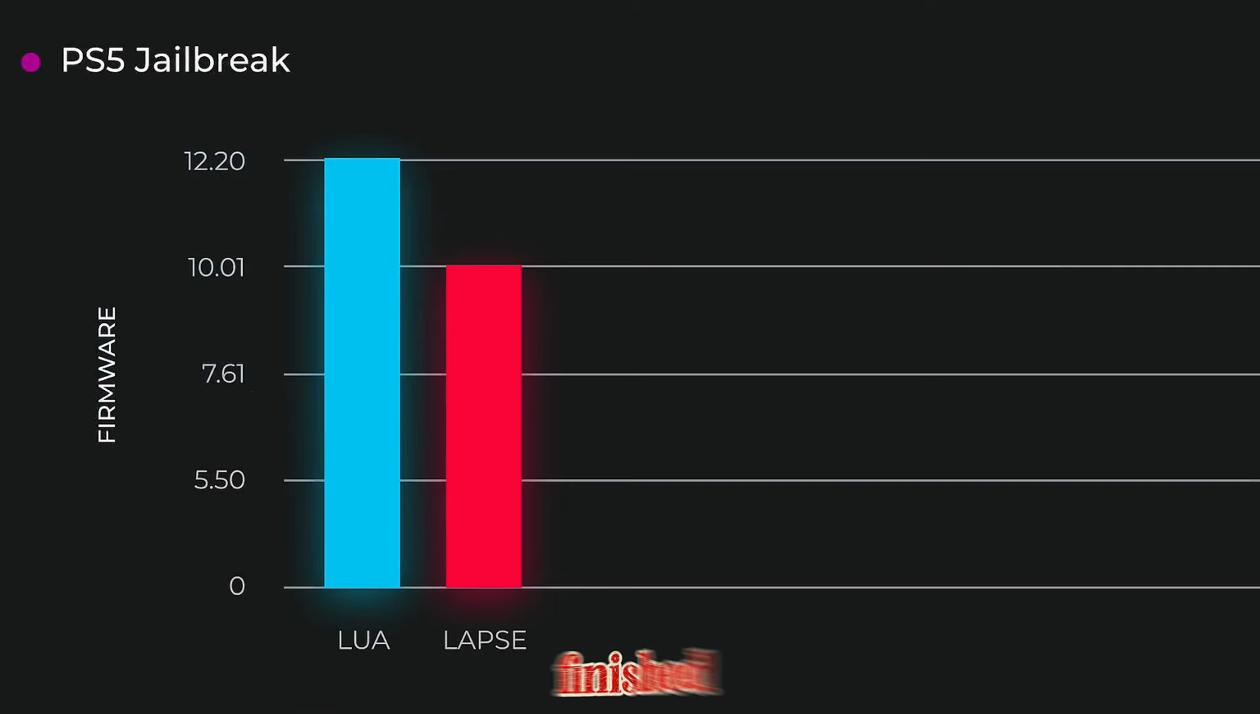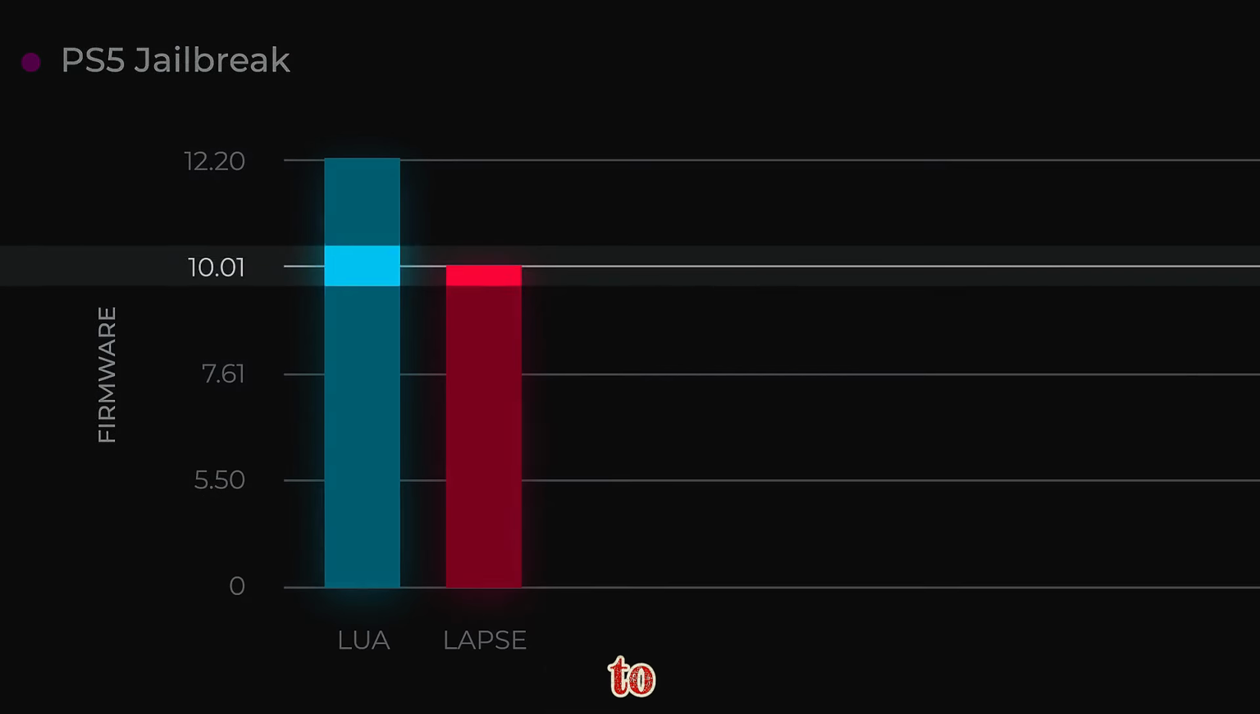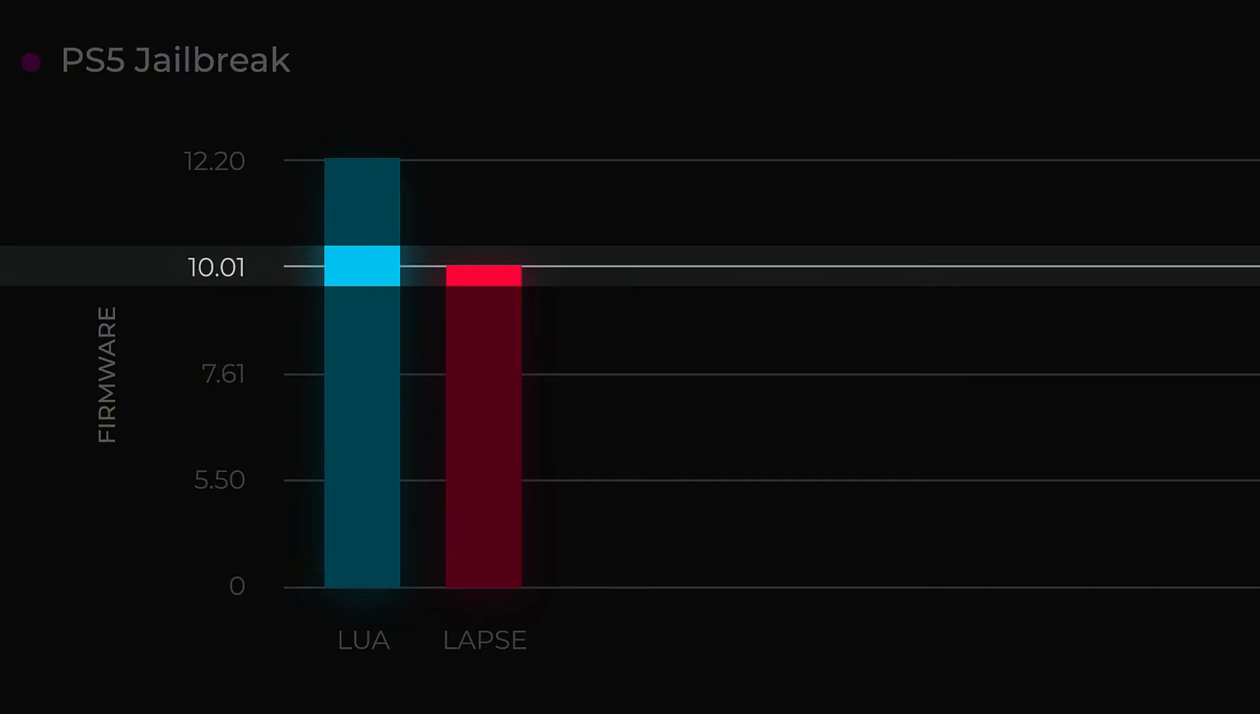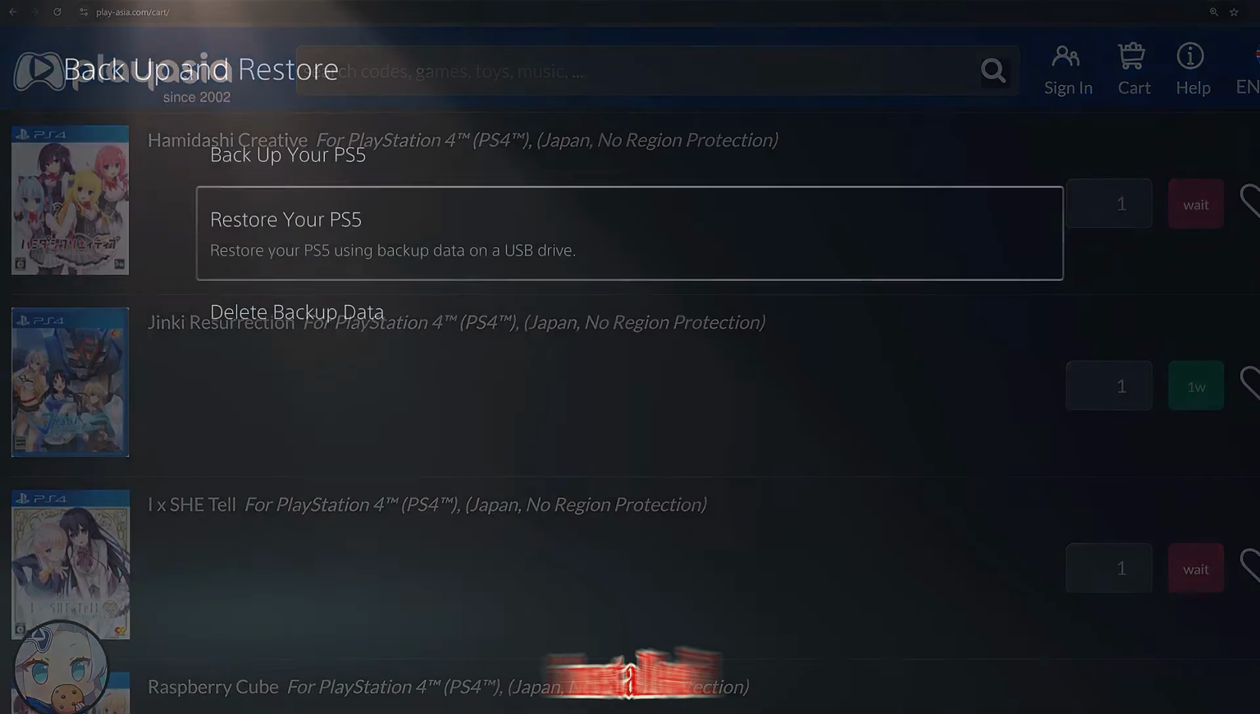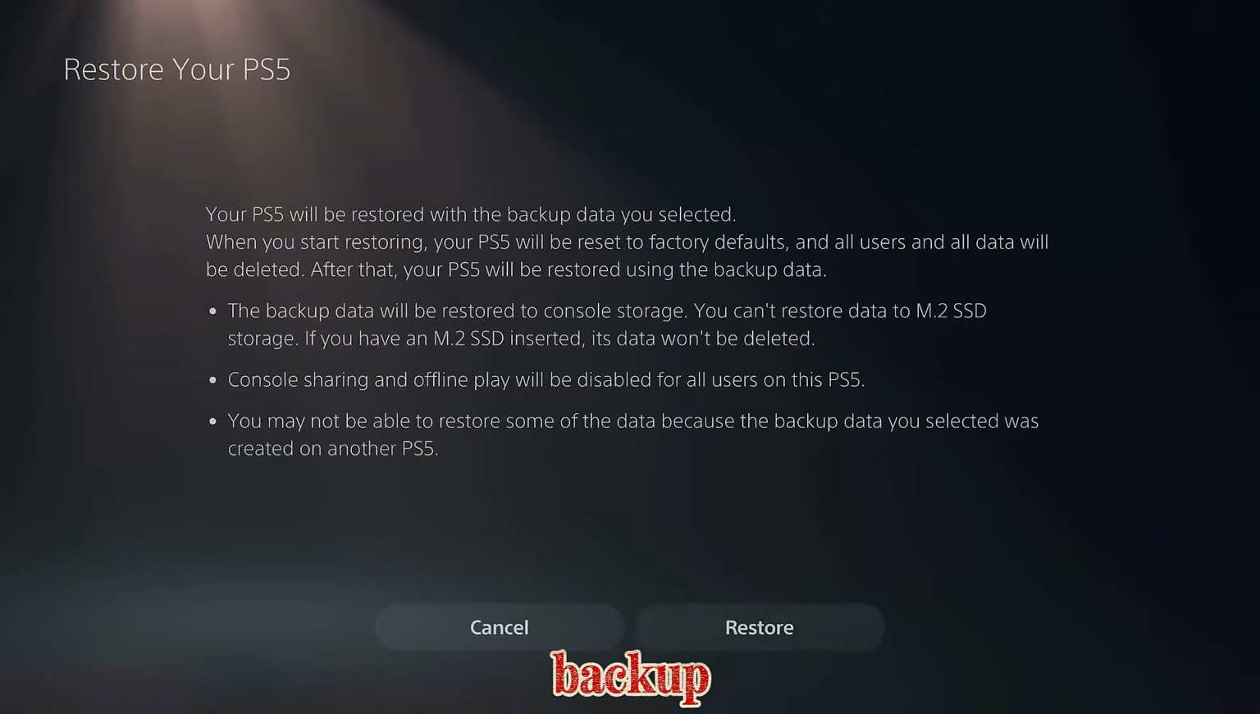Once it's finished again, we have the Lua save exploit, which can be chained with the Lapse kernel exploit to jailbreak up to 10.01. Same situation as PS4, where you need to get a physical copy of one of the Japanese games to get the modified save file installed on the console, which can be done with a backup file.